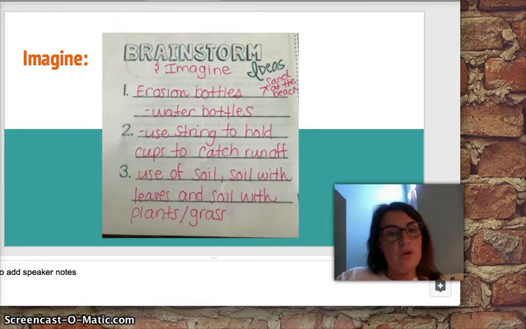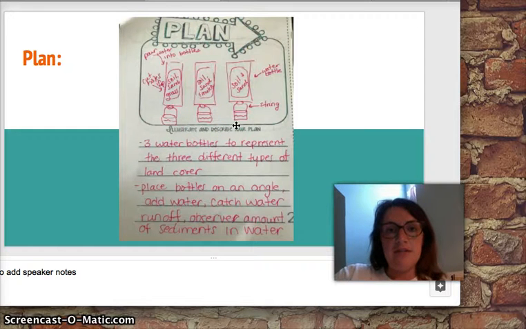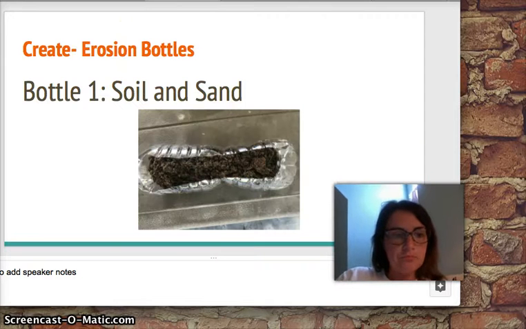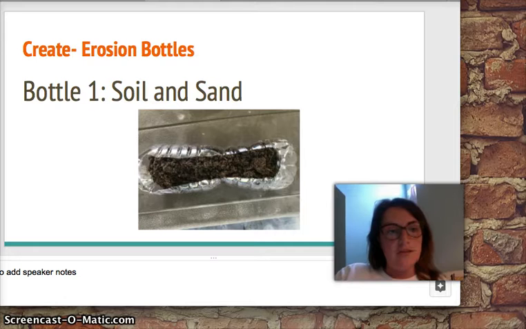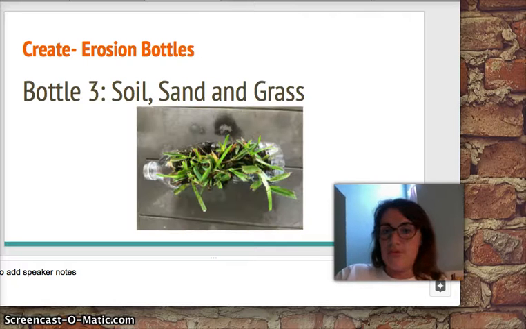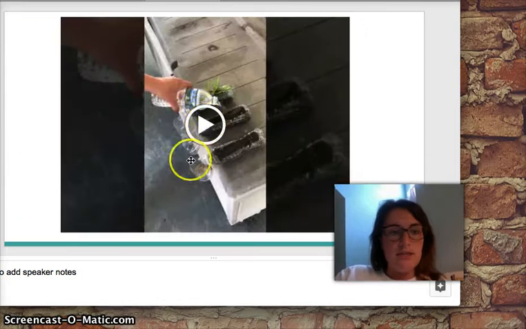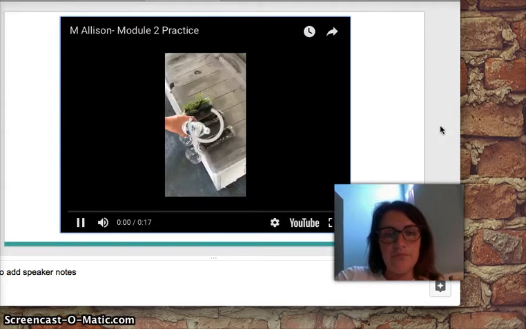This is where I was starting to brainstorm about the idea of the erosion bottle and what materials I was going to use, and this is where I created my plan. So as you see, I have 3 different water bottles with 3 different types of sediments in each water bottle. Bottle 1 had soil and sand, bottle 2 had soil, sand, and mulch, and bottle 3 had soil, sand, and grass. Here are my bottles. Here's the top view, and here is from the side. And here is my video of me conducting the experiment.